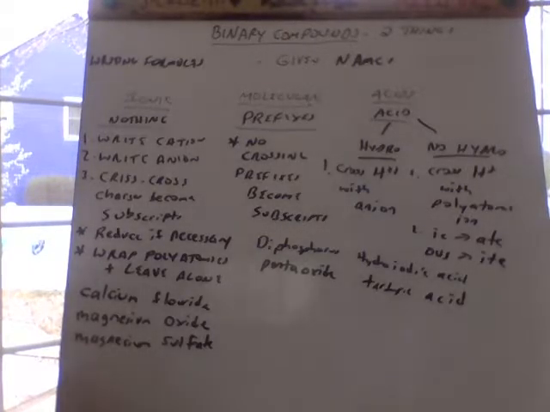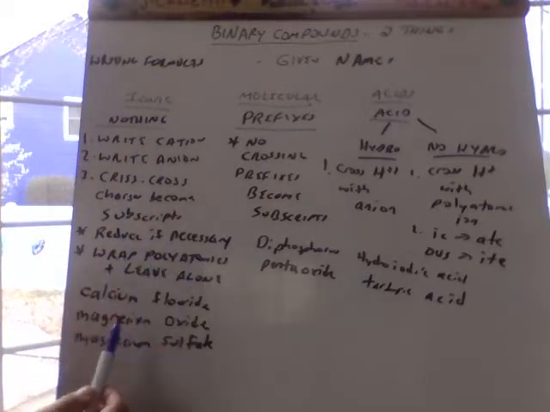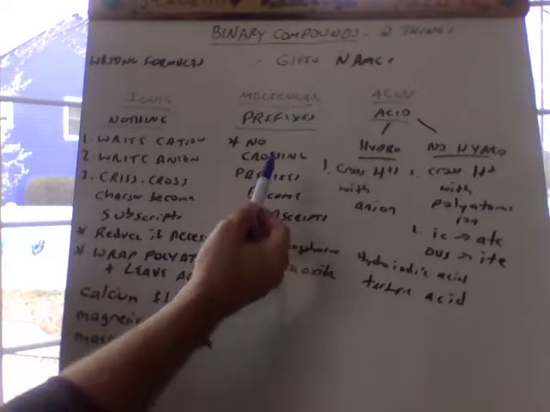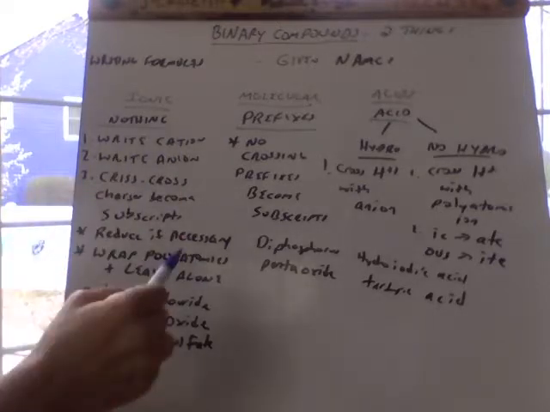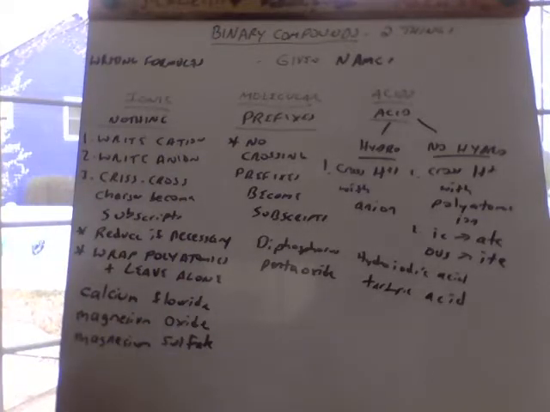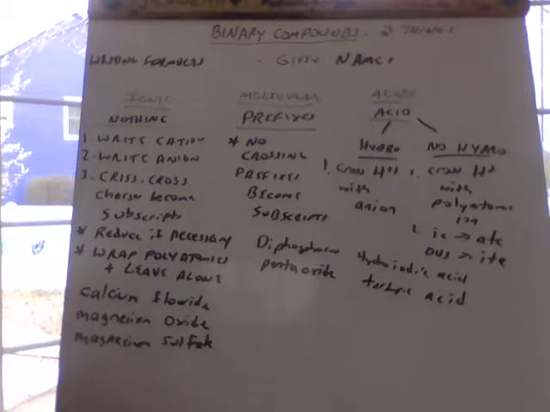Okay. The rules are this. For ionic ones, you don't see a prefix. Like these are all ionic: calcium fluoride, magnesium oxide, magnesium sulfate, no prefixes and no acid words. Okay. We're going to write the cation. Now you've got to go back to what we did before. Cation is the positive ion. You're going to write the anion. That's the negative ion.